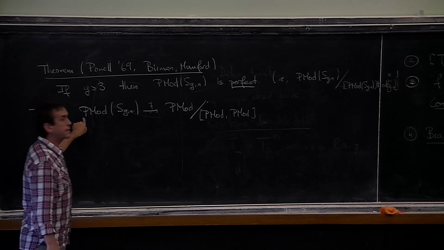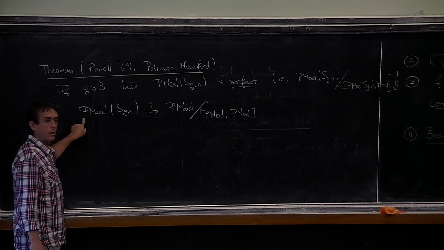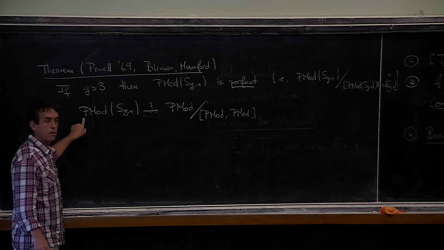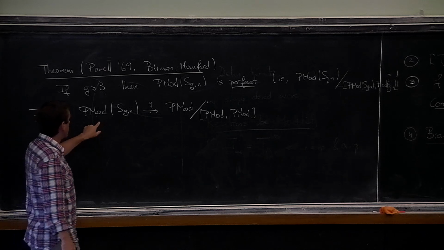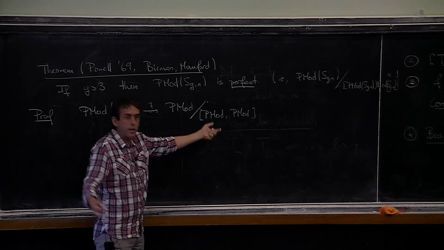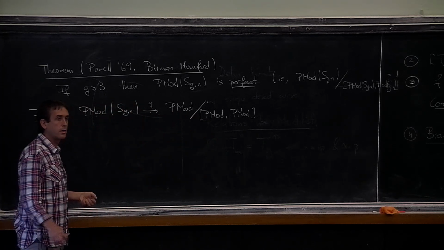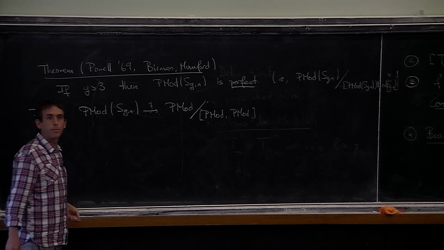So this means that the image of this group is abelian, is cyclic. They all go to the same element. So any two Dehn twists about non-separating curves have the same image because they are conjugate. And this group is generated by Dehn twists about non-separating curves. So the image is cyclic.